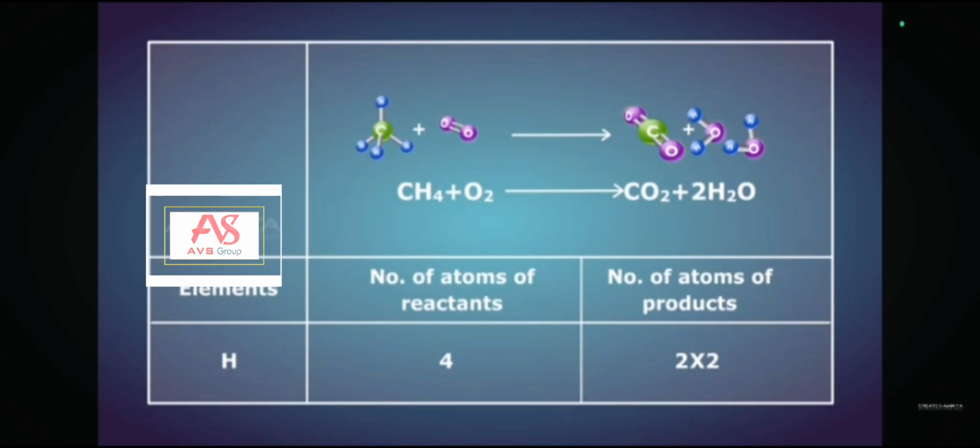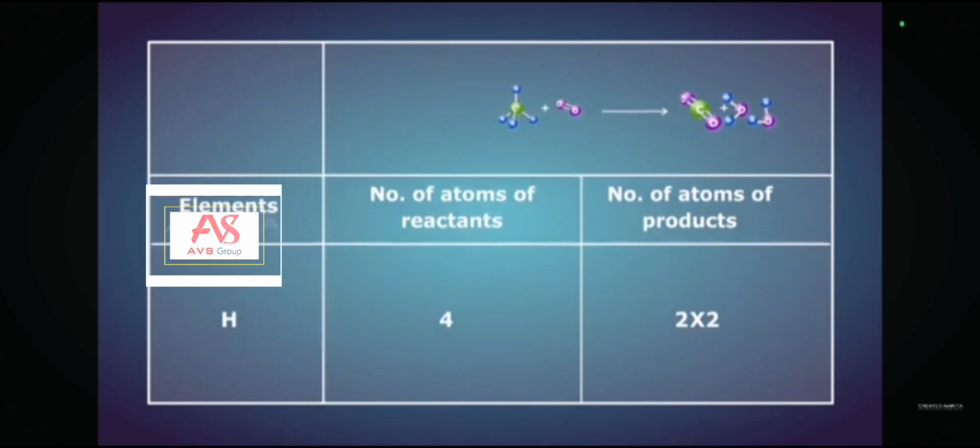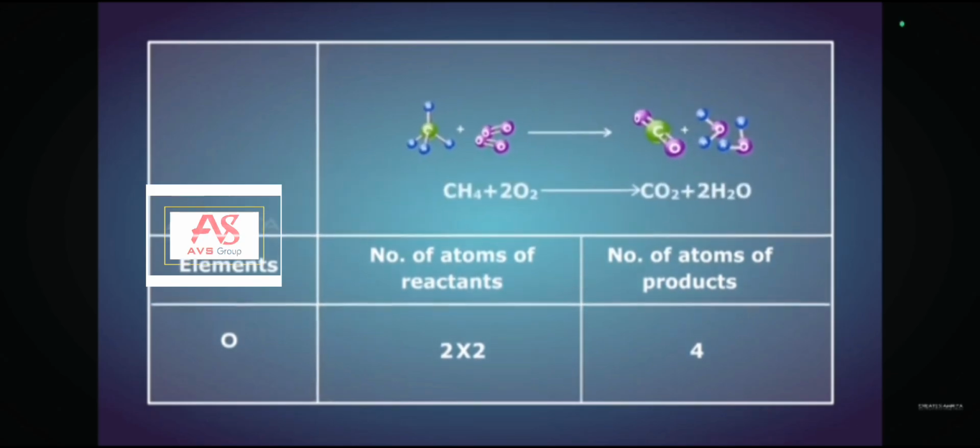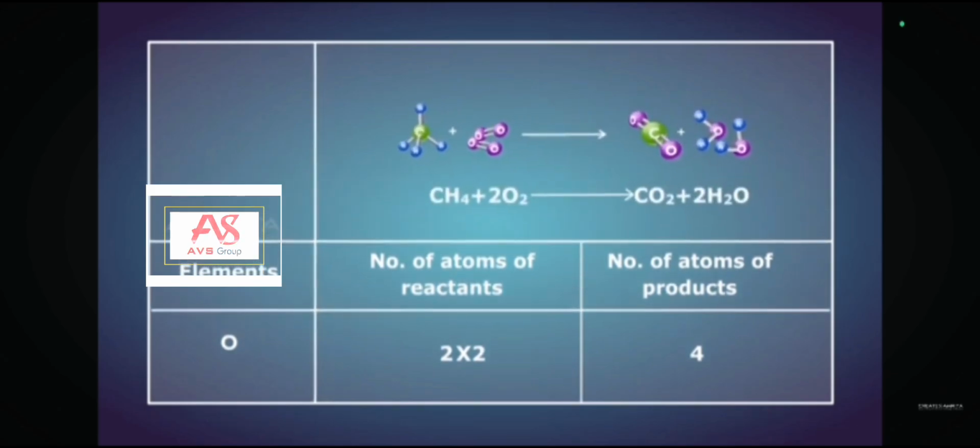But oxygen atoms in the products is 4, whereas in the reactants the count is 2. So let's try again. To balance oxygen atoms, put coefficient 2 before O2 on the reactant side. That will balance the equation. Let's see what has happened. Now the equation is CH4 plus 2O2 gives you CO2 plus 2H2O.